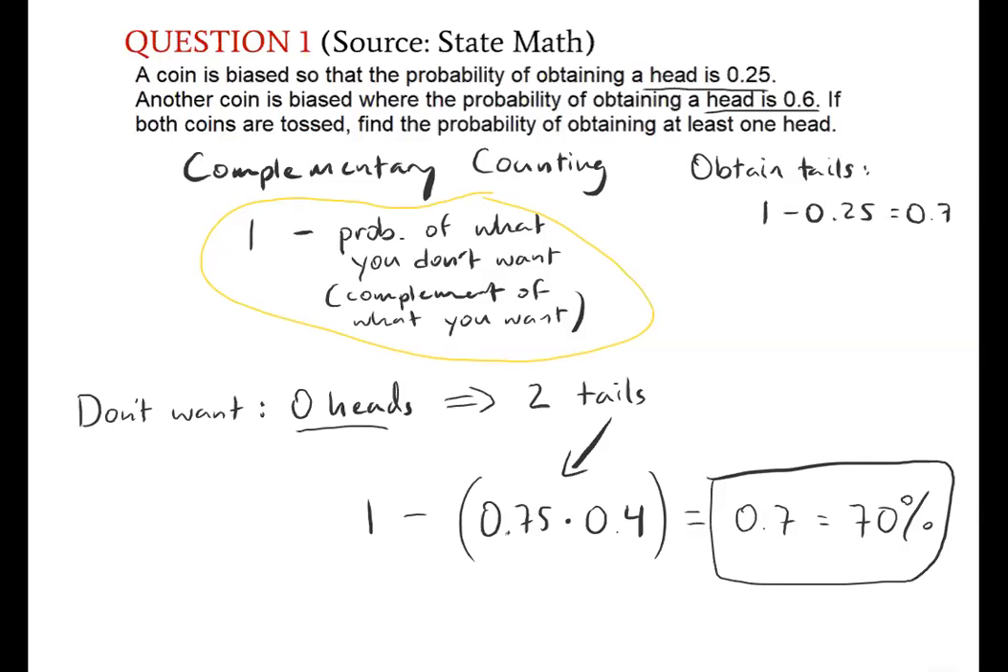So that's where the 0.75 comes from, and then this comes from the second coin. To flip tails, the probability of flipping tails is 1 minus the probability of flipping heads, which is 0.6. So that's where 0.4 comes in.